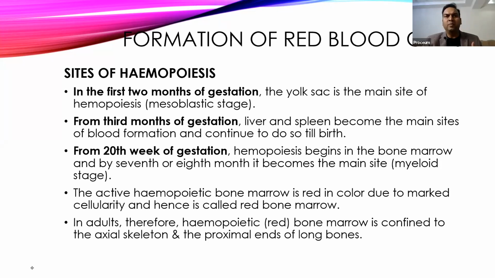So slowly, as the age increases, in the adult only a few flat bones like the skull, sternum, ribs, and pelvic girdle will have red bone marrow, while long bones don't contain any bone marrow except the end of the tibia and the end of the femur, where a small portion of red bone marrow will be present. Otherwise, it is present only in the flat bones in adults.